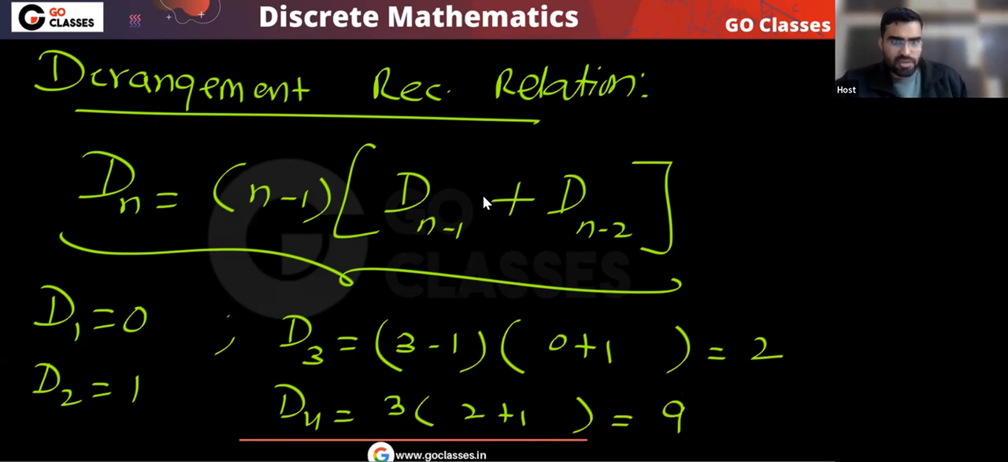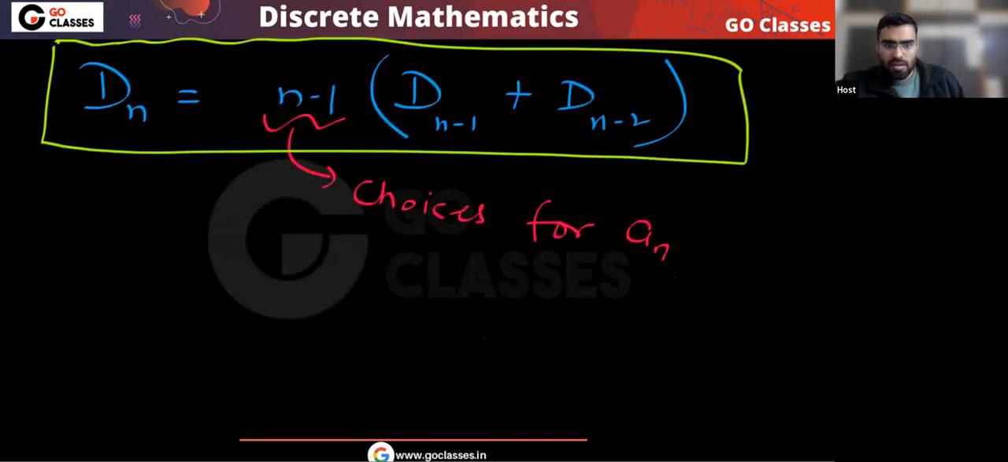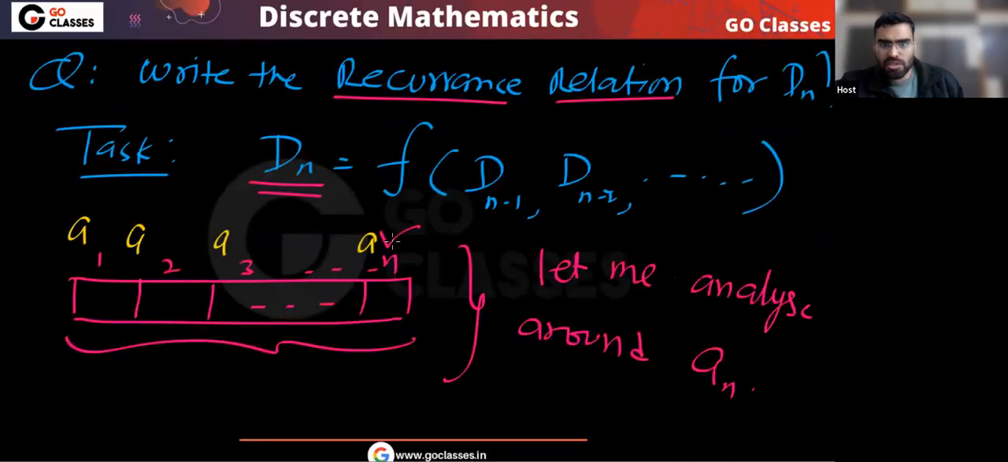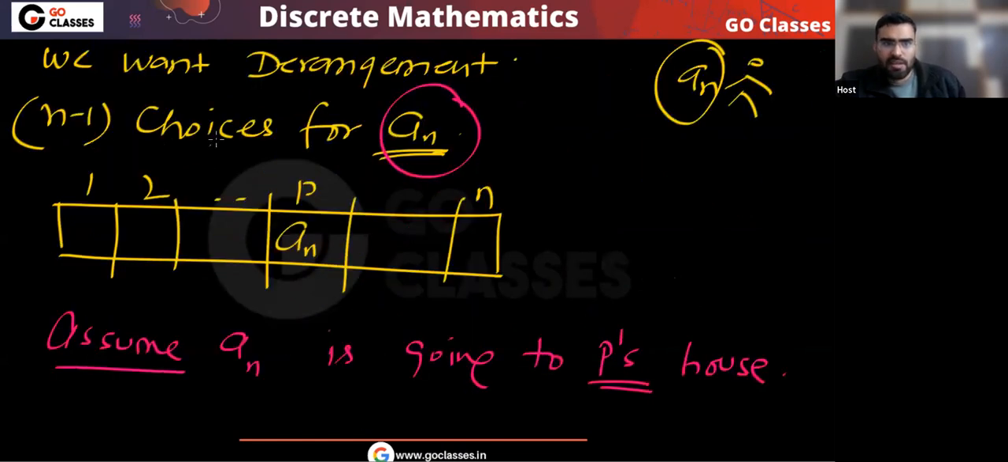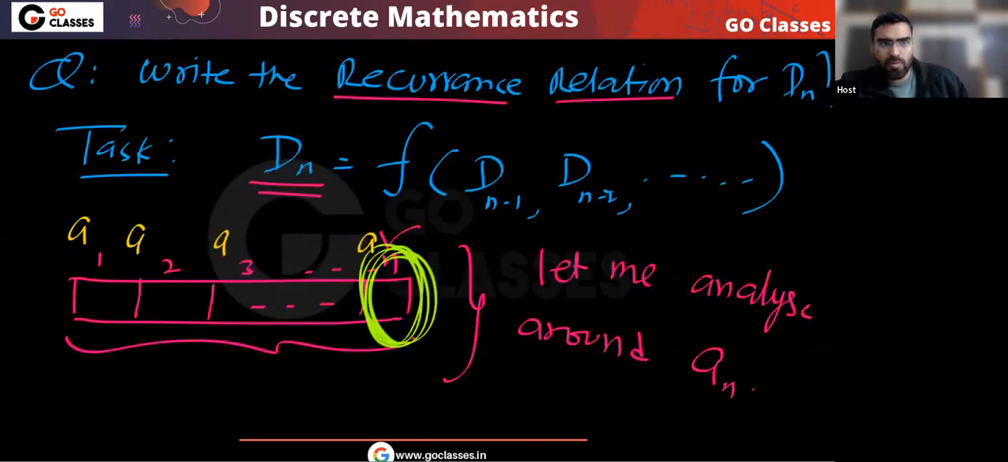Choices of an is n minus 1, not clear to you? See, this is a very simple point. An should derange. Then how many choices does an have? Just think about it. You should not be present in your home. Then how many choices do you have? You can be present in any of these other homes. So an has n minus 1 choices, because an is not present in an's home. We want derangement, so an cannot be here. So for an, we have n minus 1 choices. An can be here, an can be here. Yes or no? Is this clear?